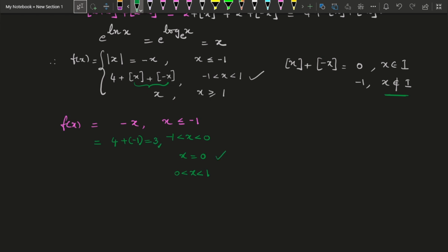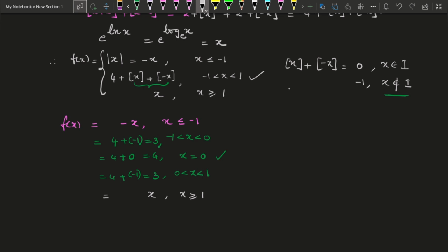Next, if x is equal to 0, since 0 is an integer, it can be written as 4 plus the integral part of x plus the integral part of minus x, which is 0. So it is 4. Similarly, between 0 and 1, all the real numbers are non-integers. Again we define it as 4 plus minus 1, which is 3. Similarly, the last case: whenever x is greater than or equal to 1, it is x.